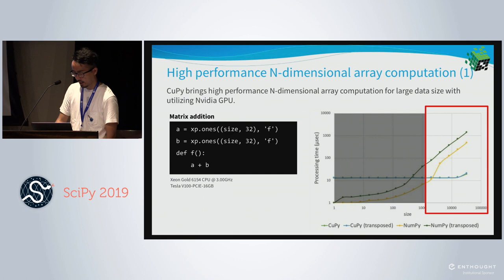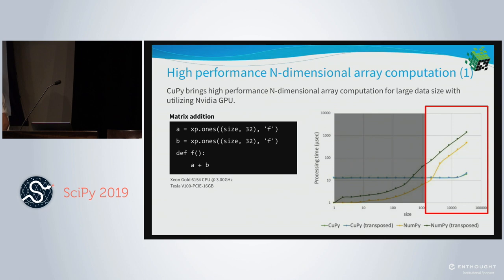Then please see the yellow line for NumPy. Then the blue line for CuPy. With a size of more than several thousands, CuPy is more than 10 times faster than NumPy.